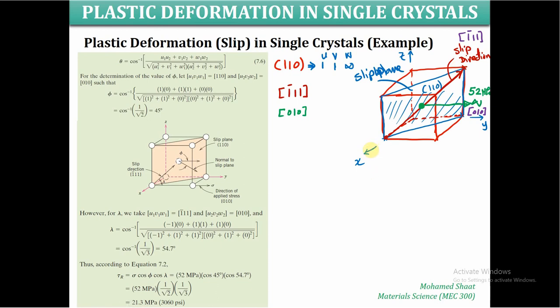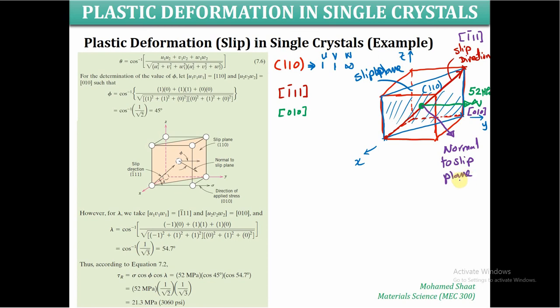Also, you're going to identify the direction of the normal to the slip plane. Where is the normal to the slip plane? It should be directed this way. This is the direction of the normal to the slip plane. It should be perpendicular, projected out of the slip plane. So this is the normal to the slip plane.